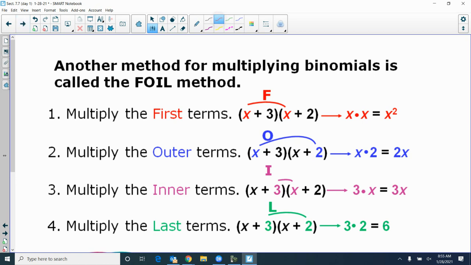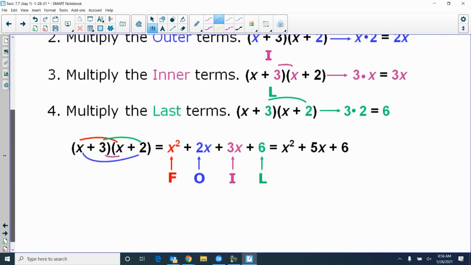You take the x and multiply it by the first term over there. These are the first terms. And then you take the x times the 2 in the other one. So this x has to multiply both pieces of the second one. X times x is x squared. X times 2 is 2x. Then you move to the 3, and the 3 multiplies the x. We call that the inner. And then the 3 has to multiply the 2. We call it the outer. So it gives us x squared plus 2x plus 3x plus 6.